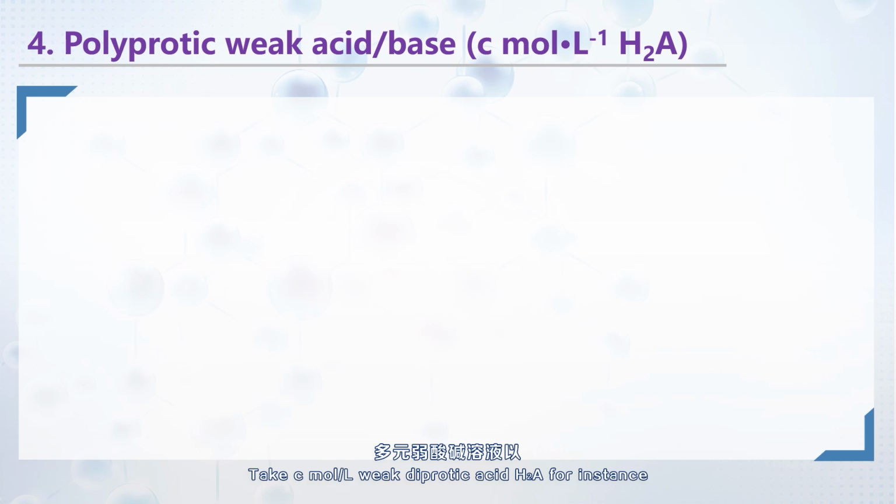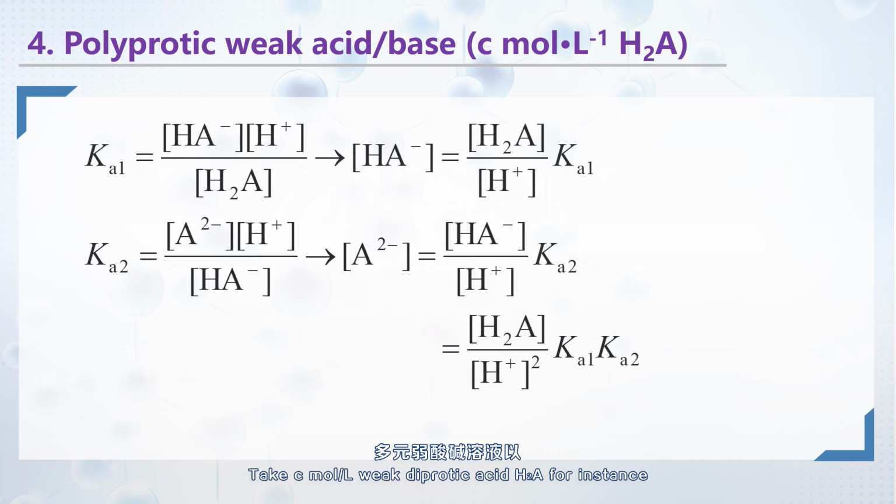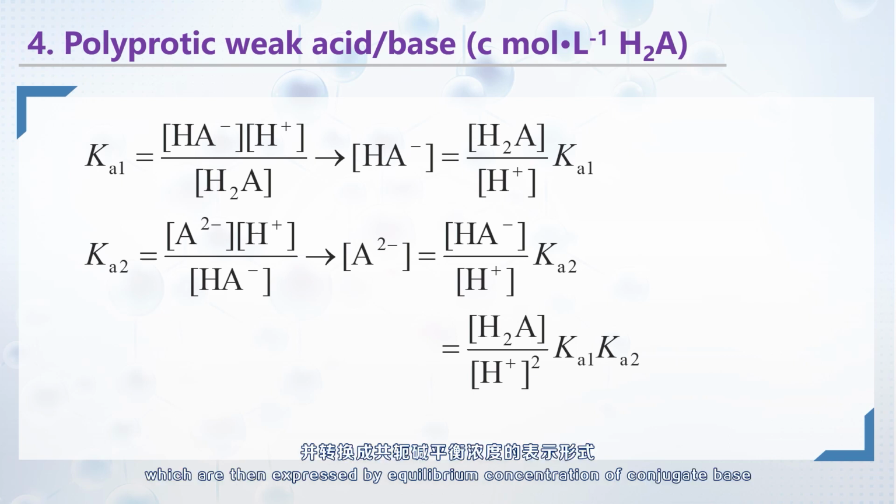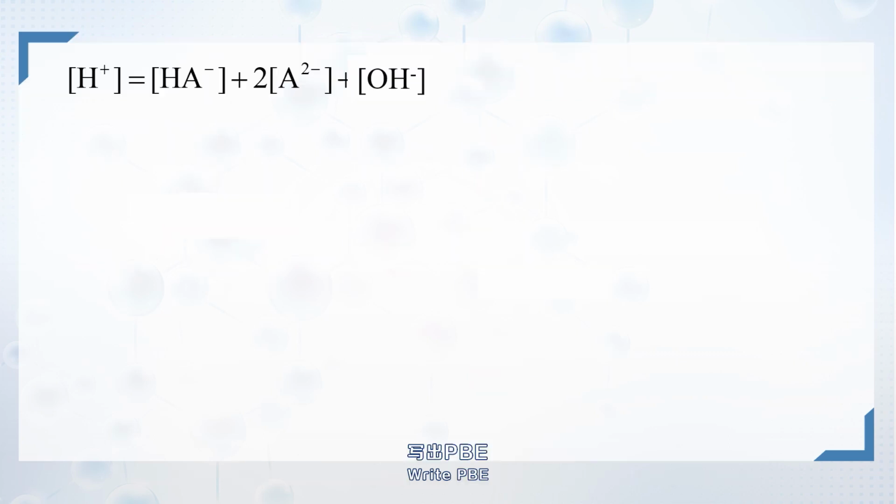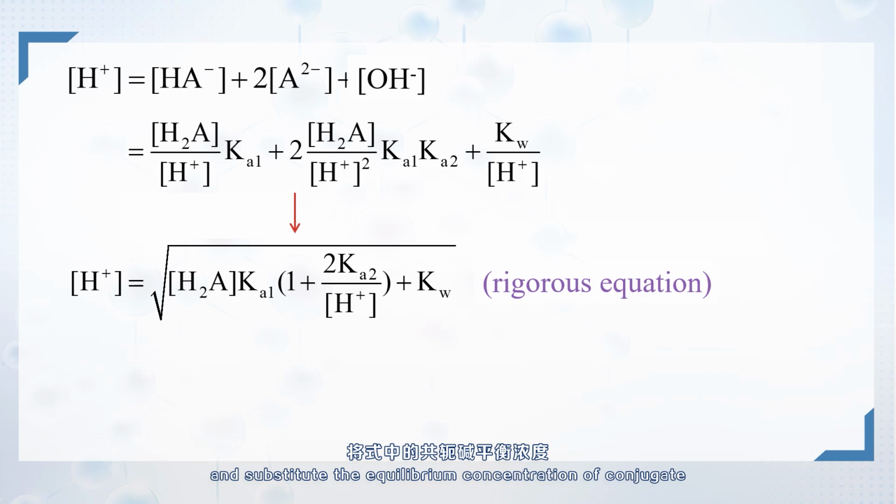Take C mol per liter weak diprotic acid H2A, for instance, to discuss the calculation for weak polyprotic acid. First, give out the equation of Ka1 and Ka2, which are then expressed by equilibrium concentration of conjugate base. Write PBE and substitute the equilibrium concentration of conjugate base in this equation with expression of Ka and Kw. The rigorous equation can be obtained after rearranging the equation.